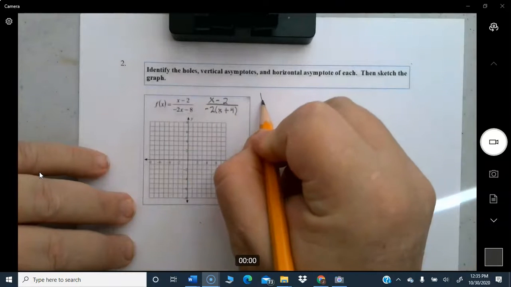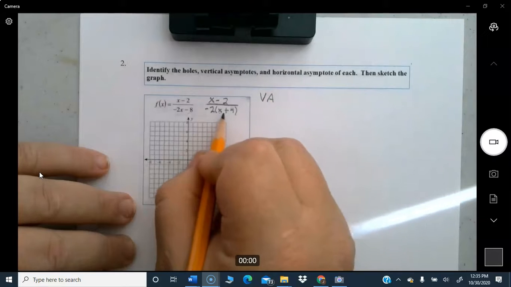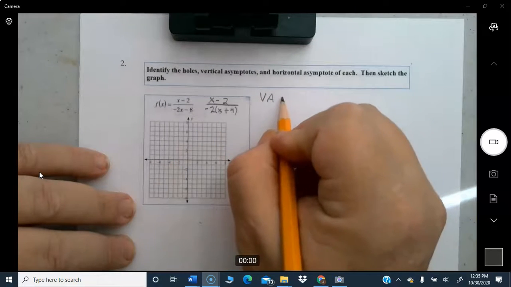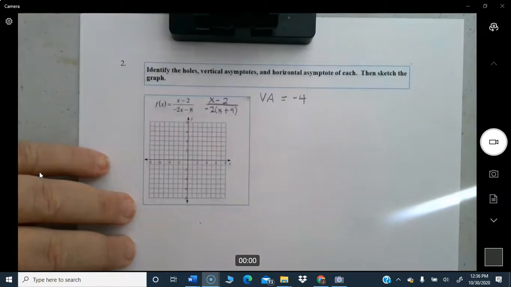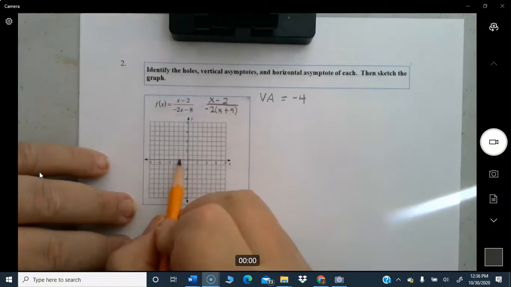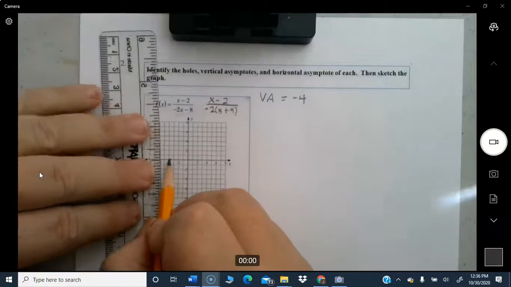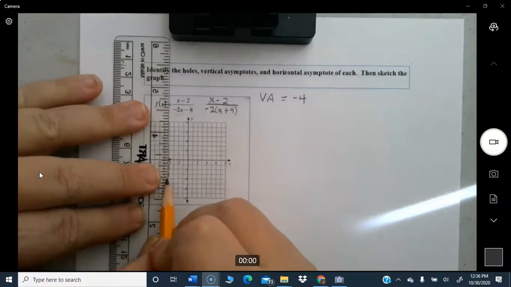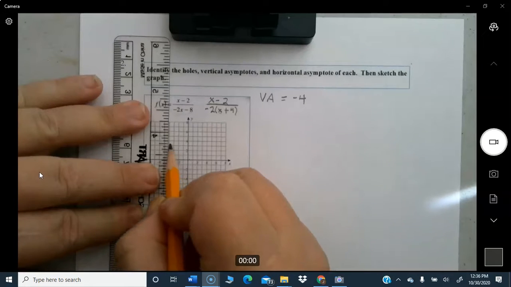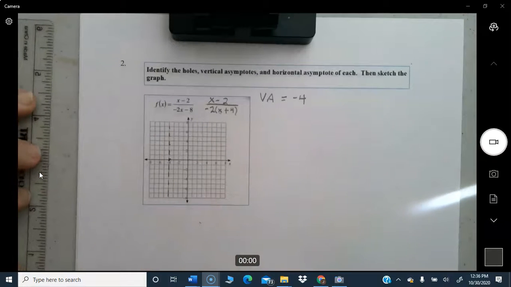Okay, so the vertical asymptote is simply what makes the denominator go to 0, and that would be negative 4. Negative 4 plus 4 would be 0, so x equals negative 4. I'm going to go back 1, 2, 3, 4 to this point right here, and draw the dashed line up and down. The graph is not going to be allowed to touch that dashed line. So there's the vertical asymptote.